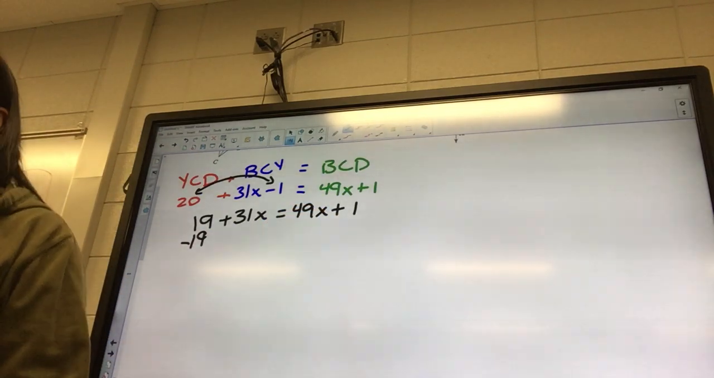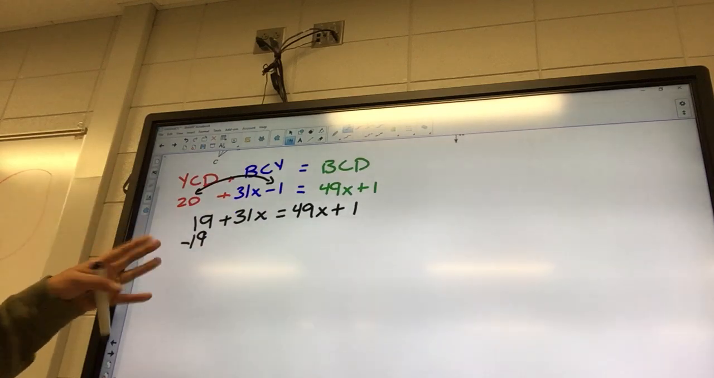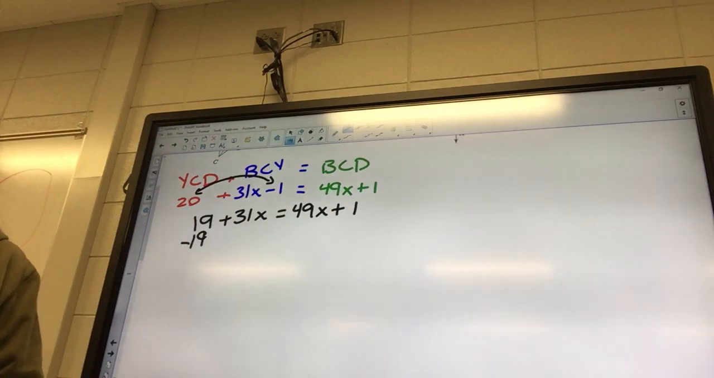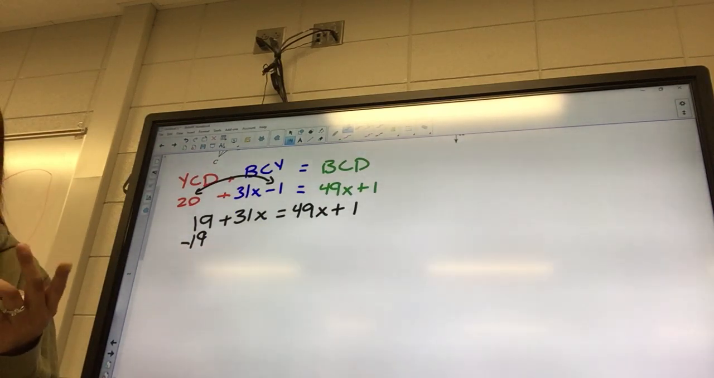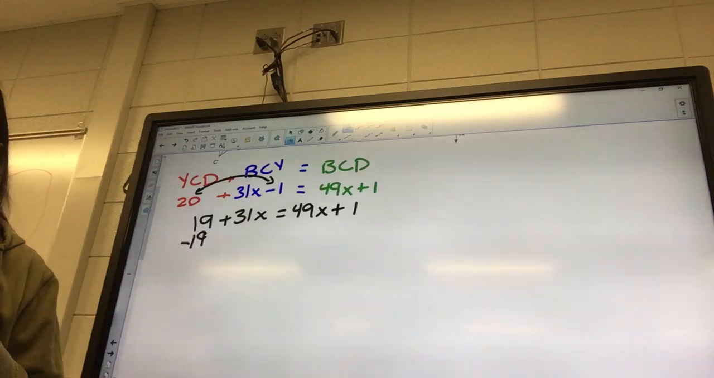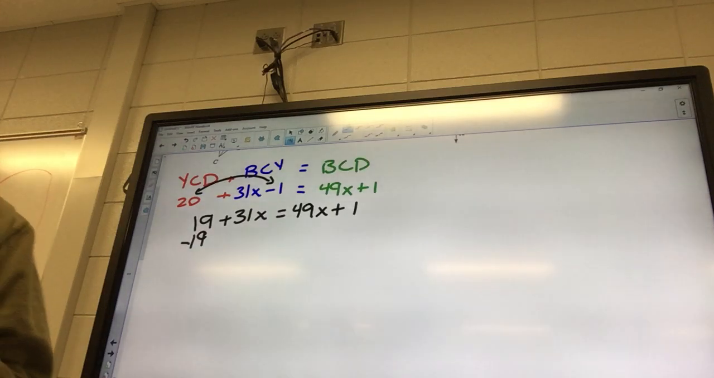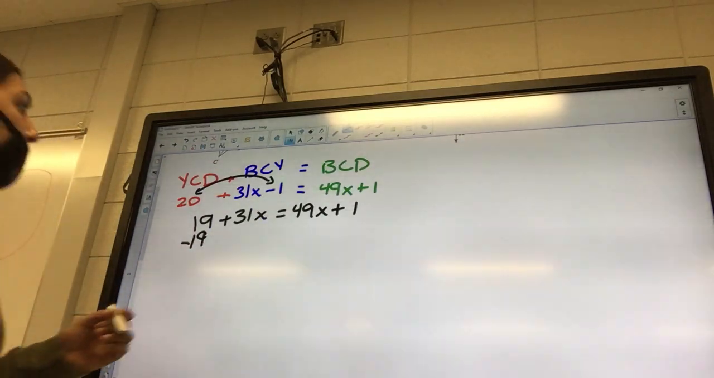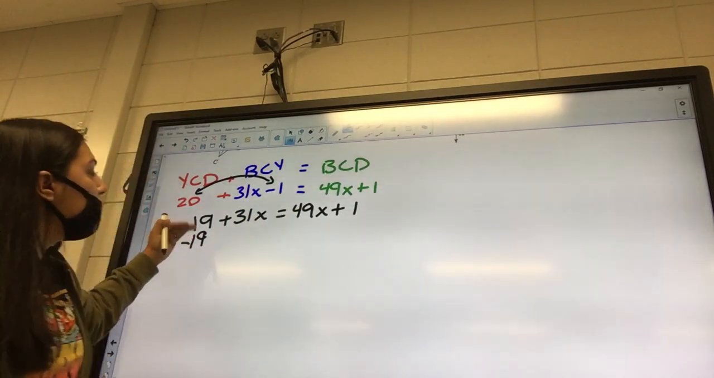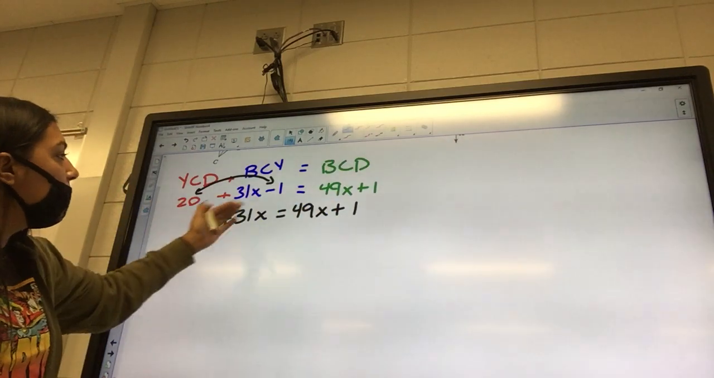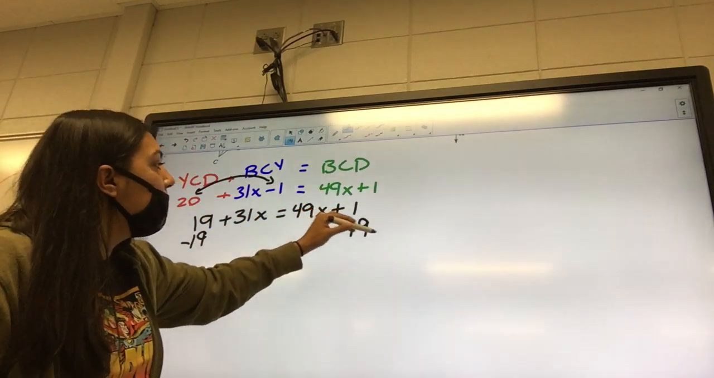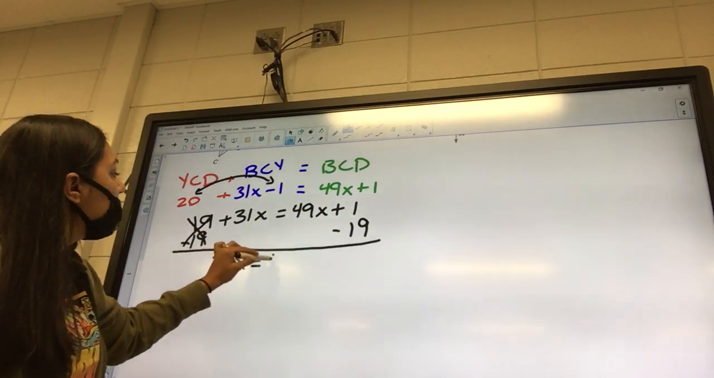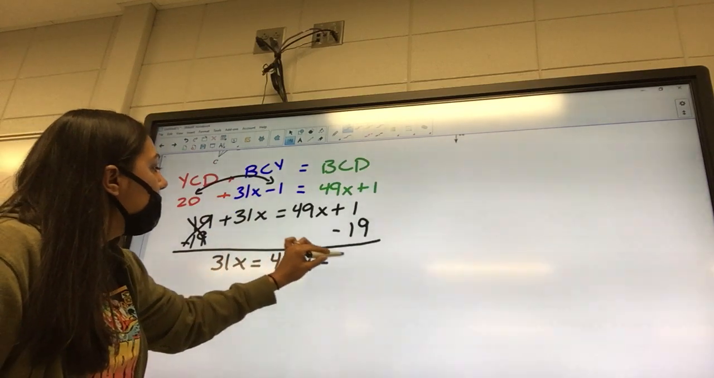Everything else on your work looks immaculate, but unfortunately when you do that, it screws up the rest of it. I looked at your sheets from yesterday and the day before, and everything else looked wonderful. It's just that step, so make sure when you're moving your letters and your numbers that they go with each other. So you're going to say minus 19 under that 1. Okay, so I got 31x equals 49x minus 18.